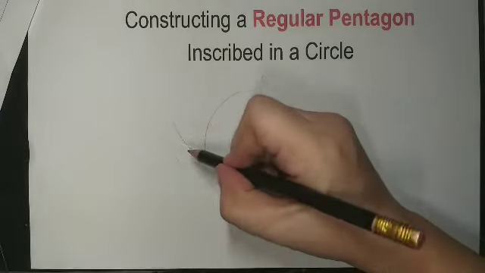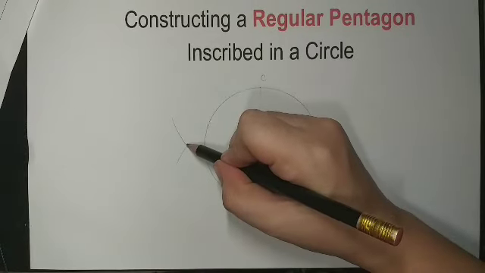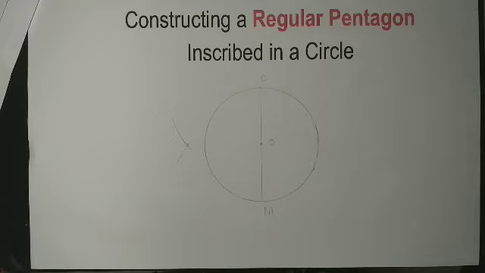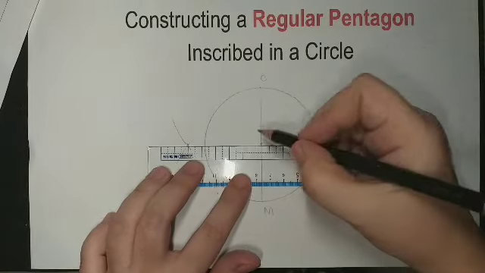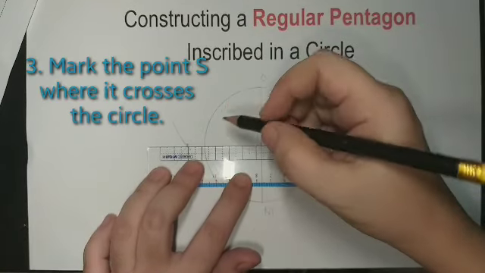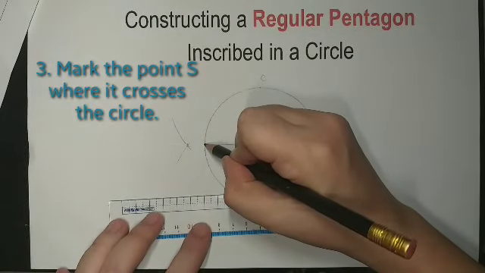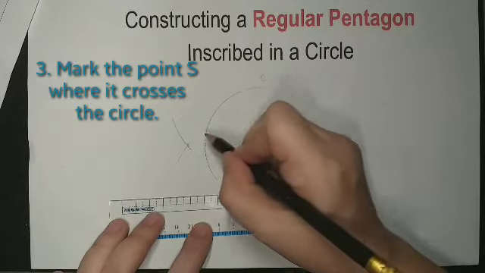And the point of intersection here is this. Let's connect these 2 points, the center and that point, with our straight edge or ruler. Okay, so this point on the circle, let's name this as point S.